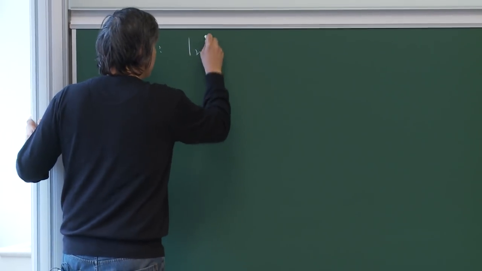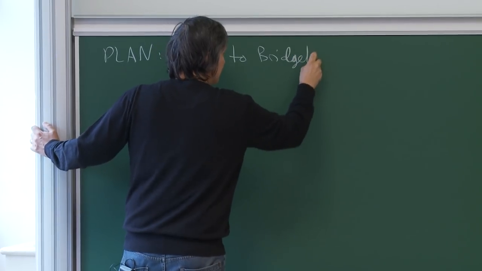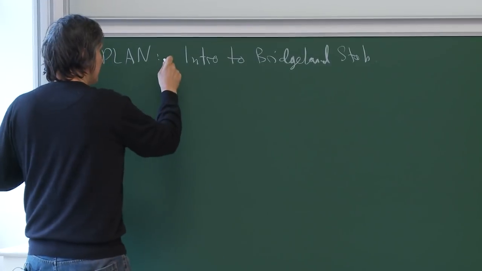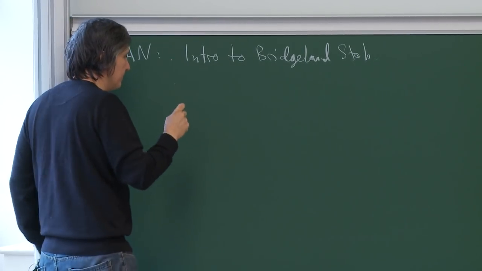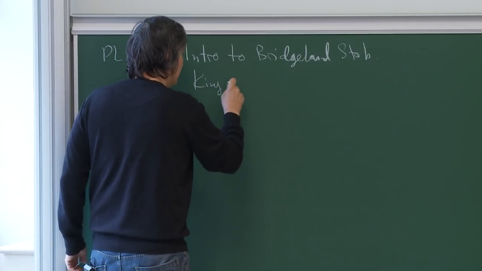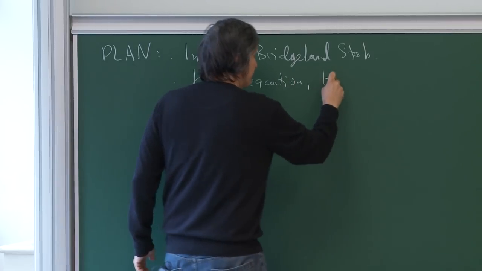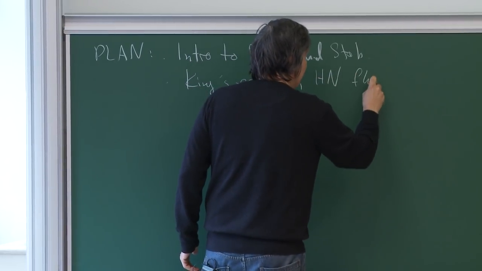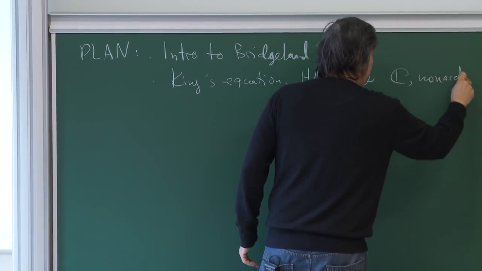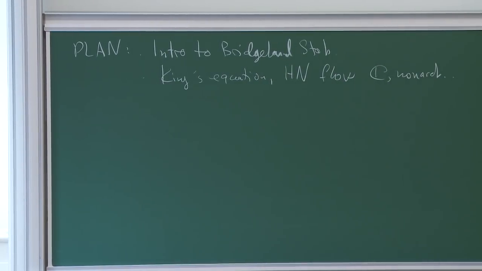First, a kind of introduction to Bridgeland stability, which is a purely algebraic game, and then the second part will be more analytic. I think it will be King's equation and something which I call Harder-Narasimhan flow, which will be both complex and non-Archimedean. So the non-Archimedean story will appear just at the very end.